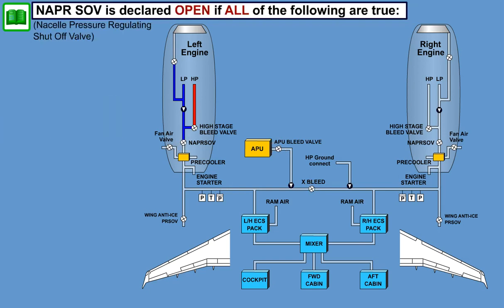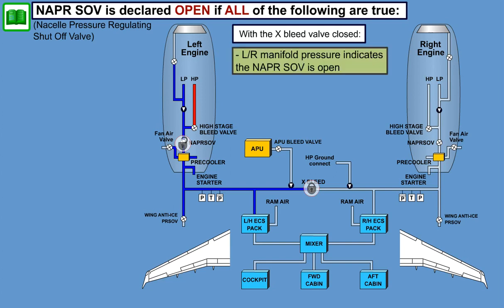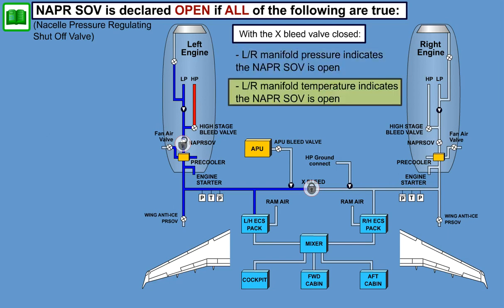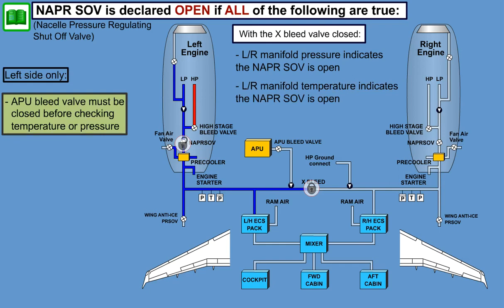The NAPR SOV is declared open if all of the following are true. Corresponding engine is ready to bleed. With the cross-bleed valve closed, corresponding left or right manifold pressure indicates the NAPR SOV is open. Corresponding manifold temperature indicates the NAPR SOV is open. On the left side only, the APU bleed valve must be closed before checking temperature or pressure in the manifold.